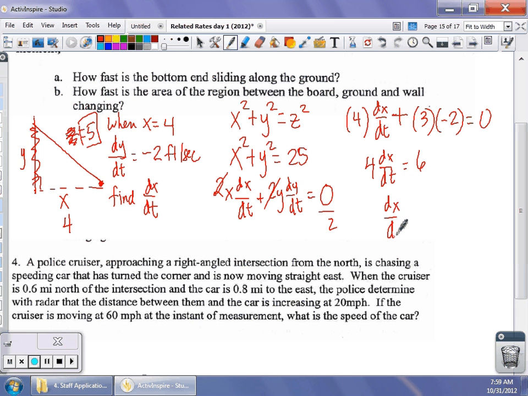So dx/dt is equal to 3/2 feet per second. And since that dx/dt is positive, that tells me that the board is moving away from the wall, which we are already near. Okay, so that's part A. If you need that, you can go back, because I'm getting ready to get rid of it because I need to do part B and I need to use that same space. All right, so let's go back. Let's clear that.